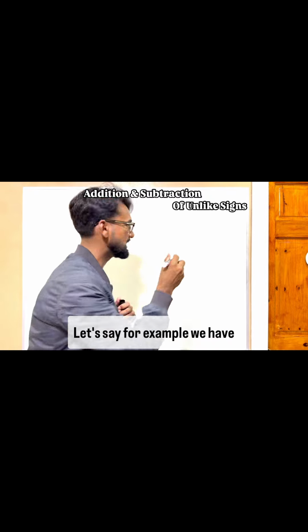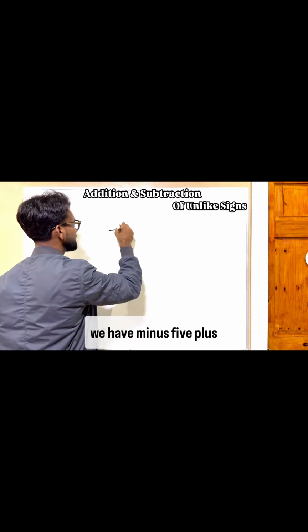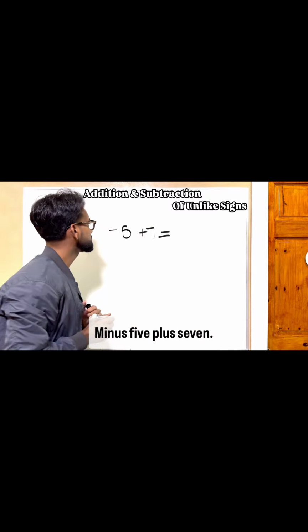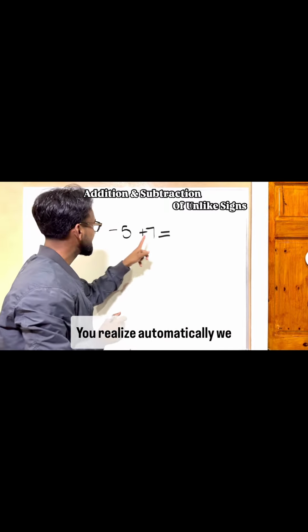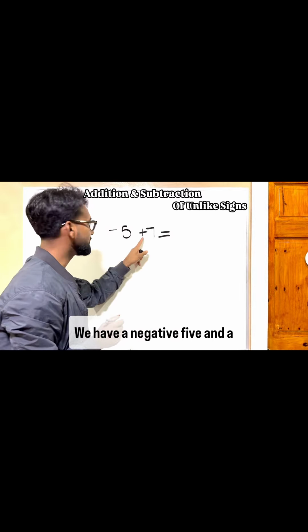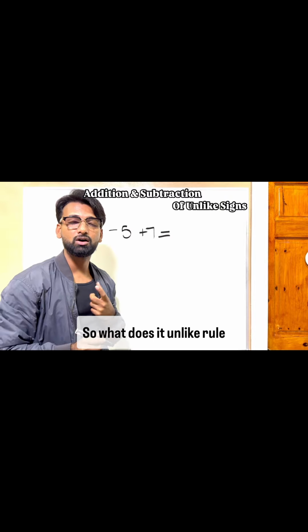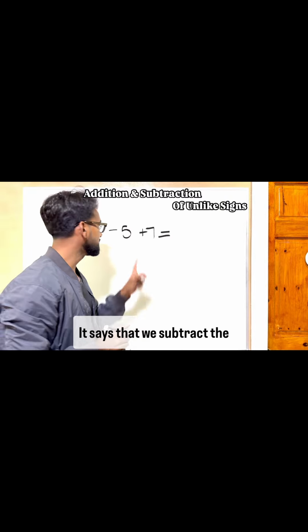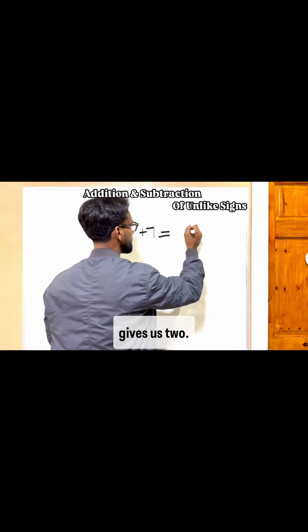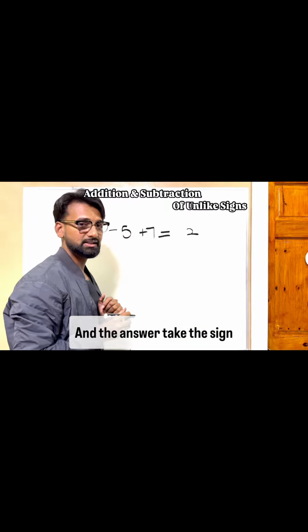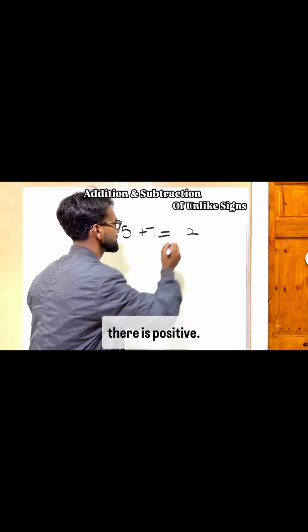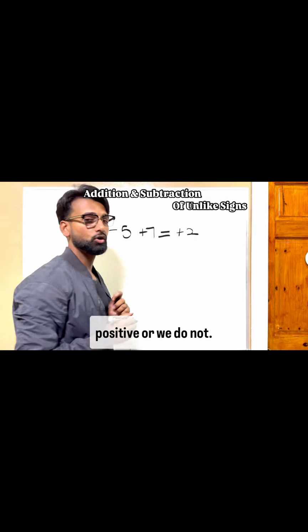Let's say, for example, we have minus 5 plus 7. All right? Minus 5 plus 7. You realize automatically we have different signs. We have a negative 5 and a positive 7. So what does the unlike rule say? It says that we subtract the terms, we take 5 from 7, that gives us 2. And the answer takes the sign of the larger number. The larger number there is 7. The sign of the larger number there is positive. If we want, we can put in the positive or we do not.